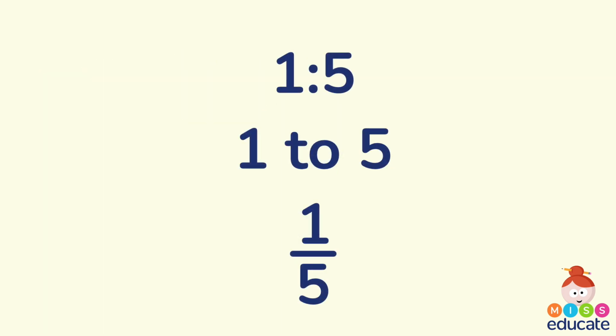Okay, how did you get on? Did you write down 1 to 5? If you did, you are correct. There is 1 adult to every 5 children. Did you remember all the different ways you can write it down? Don't worry if you didn't. Have a look at mine just to remind yourself.